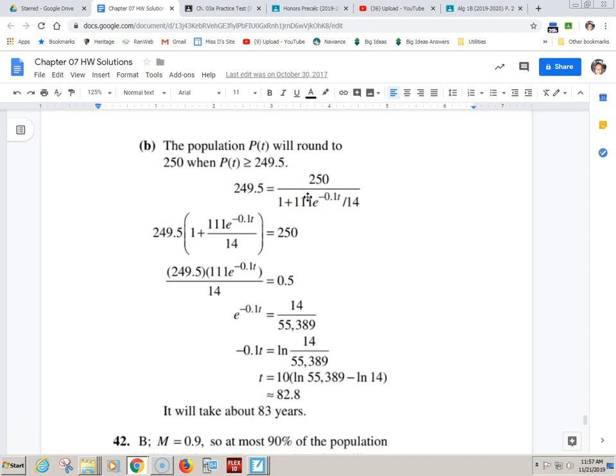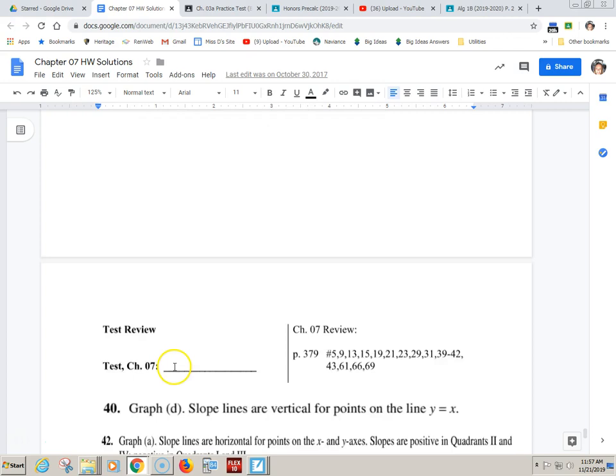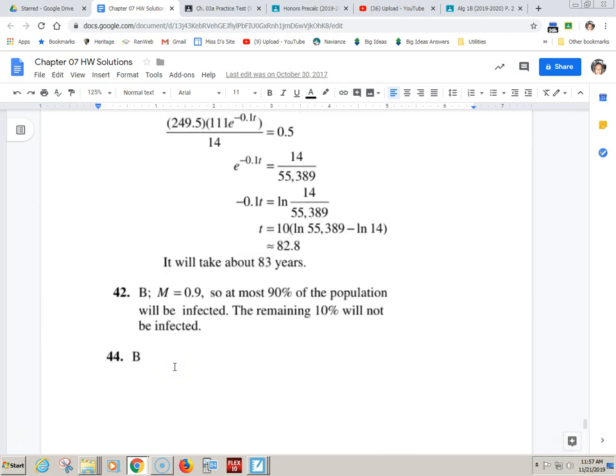So I apologize, it was weird. I don't think there's anything like that in the test tomorrow. But 250 is a horizontal asymptote. Mathematically, I can't solve for it. But 249.5, which would round to 250, oh, I can solve for that. That was the craziness that occurred in that problem. And then you have B, and then I think we're done with that homework.